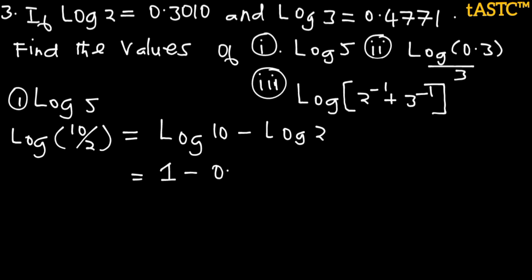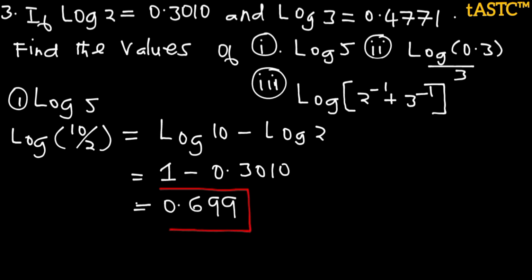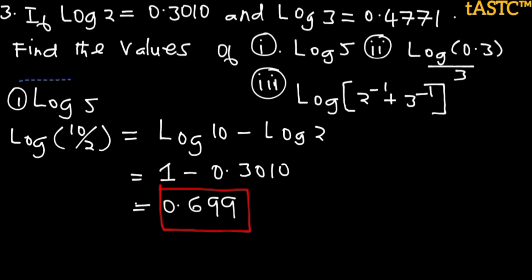Now what is log 2? That is 0.3010. So we need to find what that is going to be. So that gives us 0.699. This will be the answer to this question. Now let us go on to the next one.